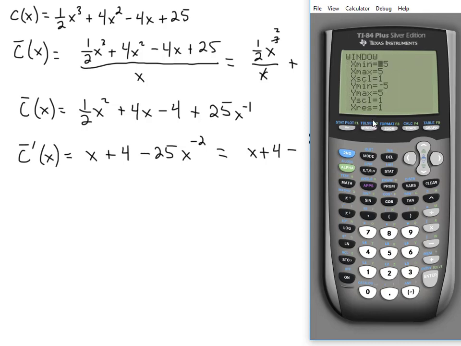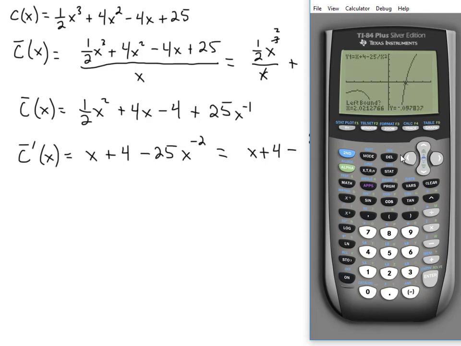Change your window. I think the appropriate window in this particular case is just pretty typical, -5 to 5 on both x and y, and then when you graph it, you should get a graph that looks something like this. You're trying to figure out where it crosses the x-axis. So in order to do that, you need to use this calc function. So second trace, that's calc, and then what we're looking for is where it crosses the x-axis, so that's the 0 right there. So just press 2 or scroll down to it.